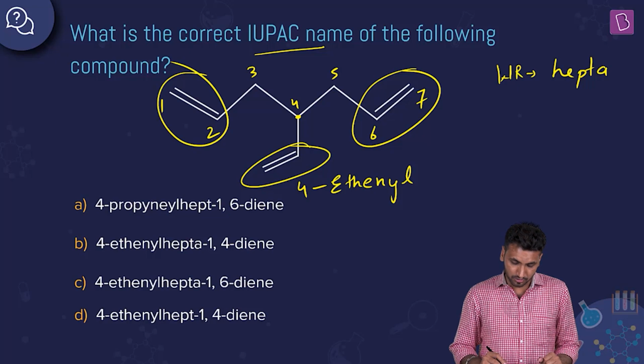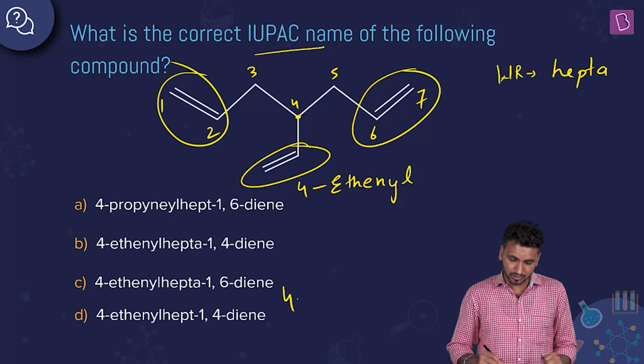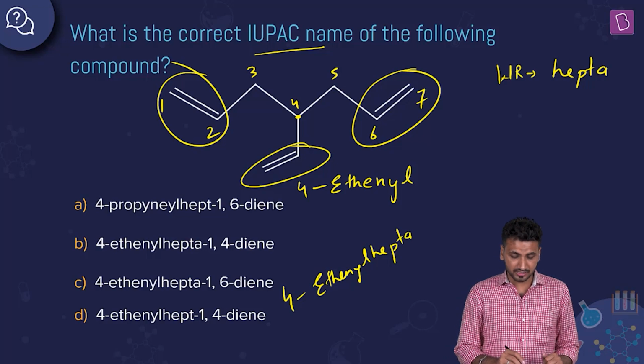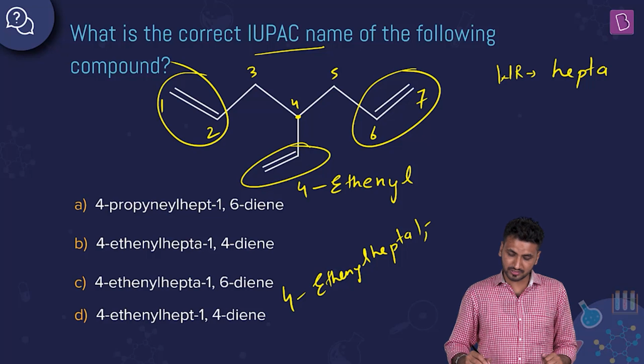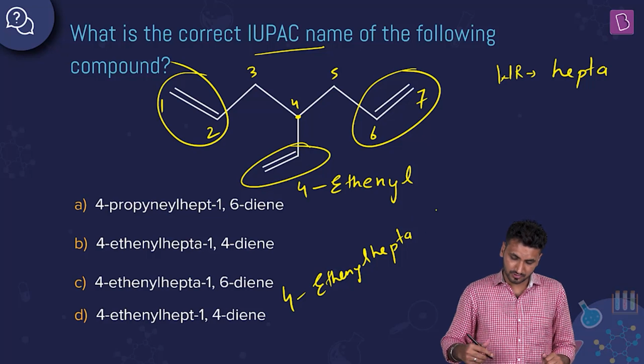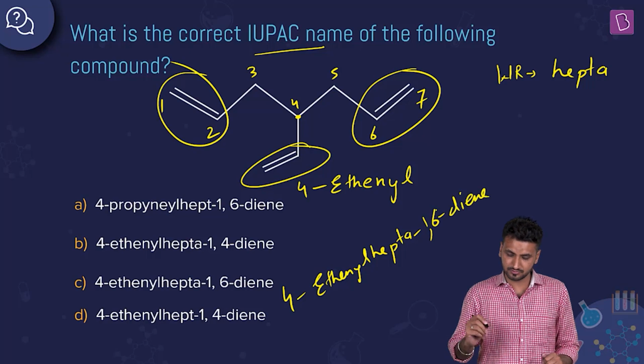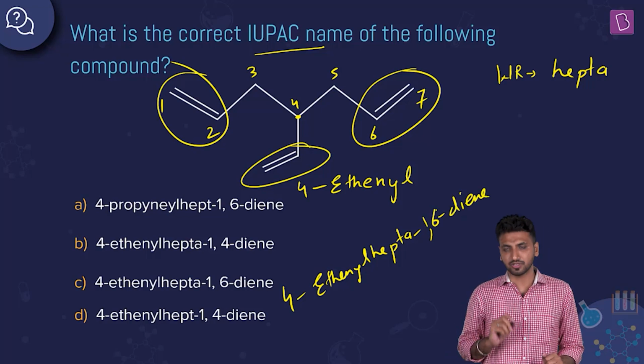So let's write the name now. The final name should be 4-ethinyl hep, rather hepta. And the position of the double bonds is 1 and 6, 1 comma 6, hyphen 1 comma 6 diene. Okay, this is fine.